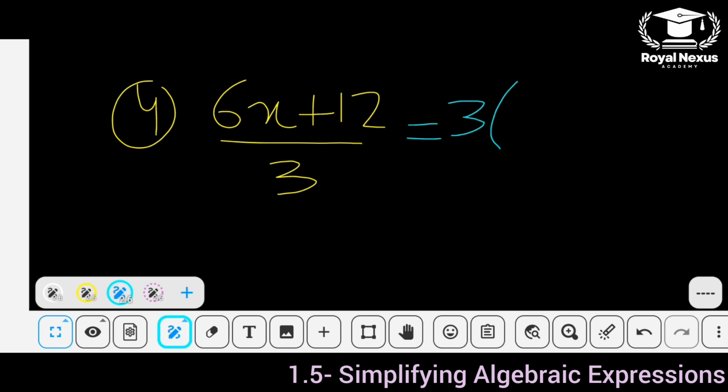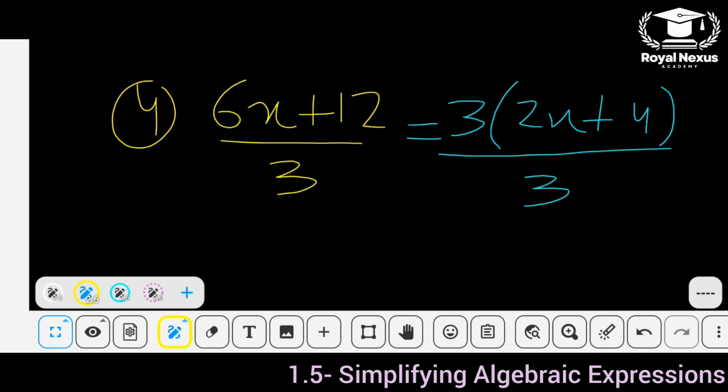So when we take 3 as common, in the bracket it will be 2x plus 4, and in the denominator we have just 3. The second step is you just need to cancel out the numerator as well as the denominator. So this 3 will be cancelled out with this 3. So the answer is 2x plus 4.